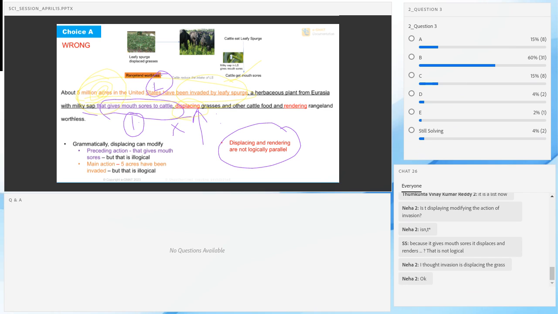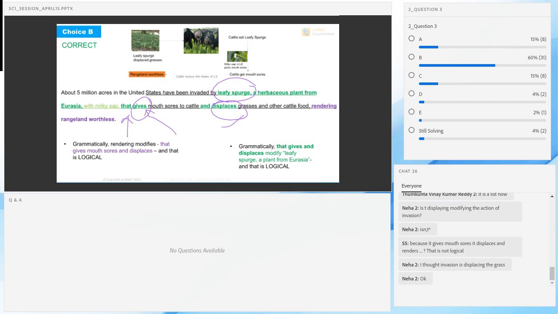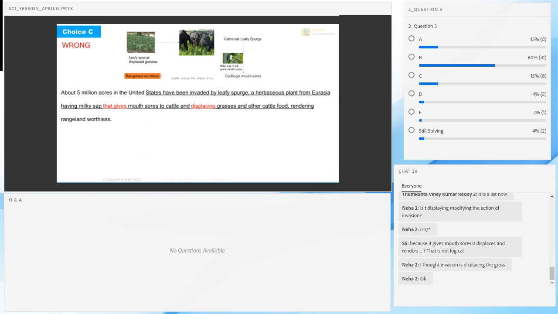So again, look at the verb-ing modifiers file in the free trial. I believe we do cover that aspect in the free trial. Otherwise, it is covered in the modifiers module in the SC course. All right. So choice C again has similar issues: displacing, and that gives they are not grammatically parallel.